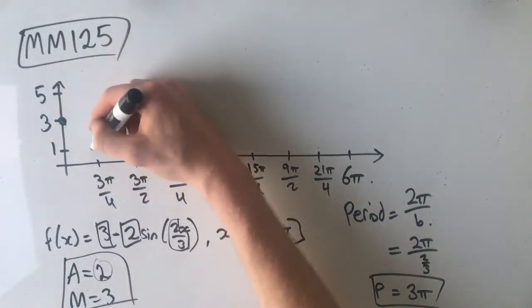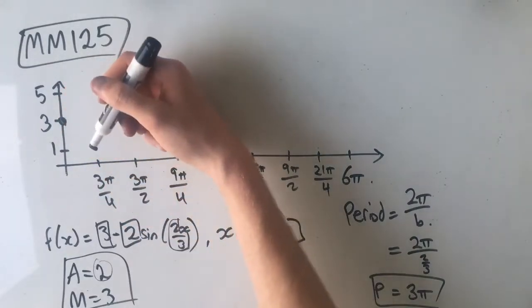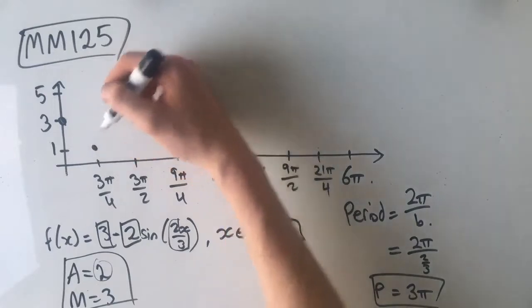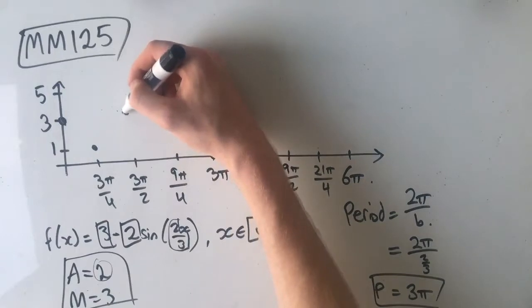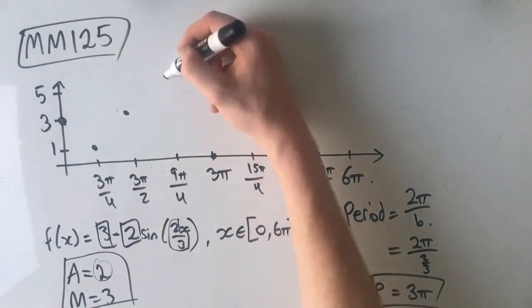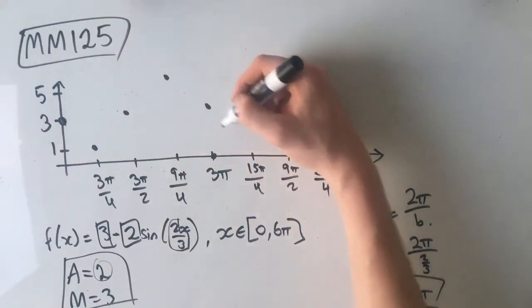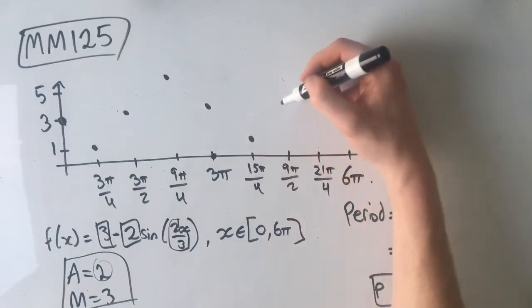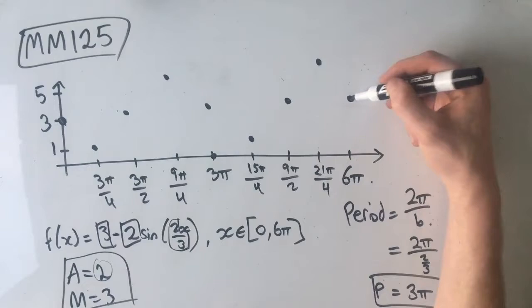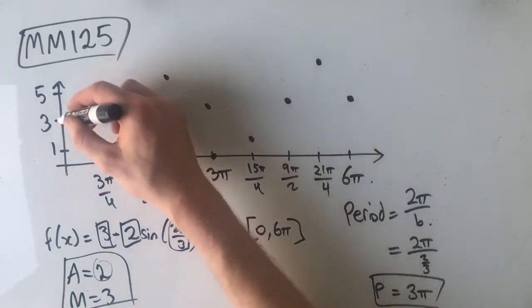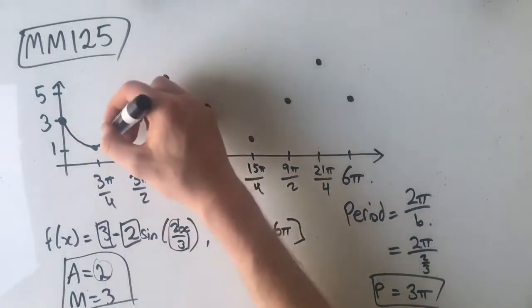So our minimum occurs here, and this is how I always draw trig graphs. I always draw dots first and then join them up. So we go down like this to this point, back up to 3 pi on 2, up at 9 pi on 4 to 3 pi, then down again to 15 pi on 4, 9 pi on 2, 21 pi on 4, 6 pi. And then we simply join our dots together.